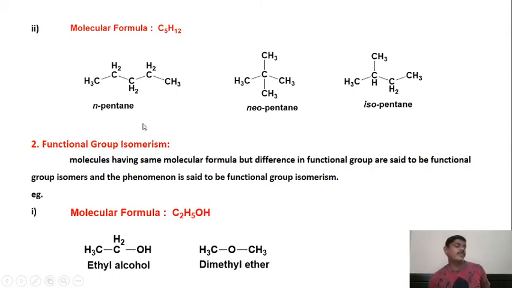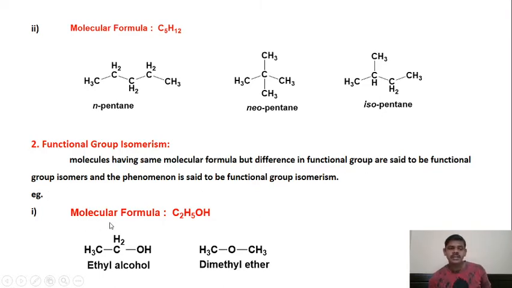Okay, the next type is functional group isomerism, and this comes under structural isomerism or constitutional isomerism. First we have seen chain isomerism, now next is functional group isomerism. Again, molecules having the same molecular formula but a difference in functional group are said to be functional group isomers, and the phenomenon is said to be functional group isomerism, because there is a difference in the functional group.